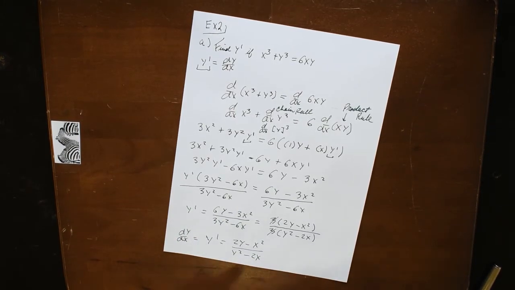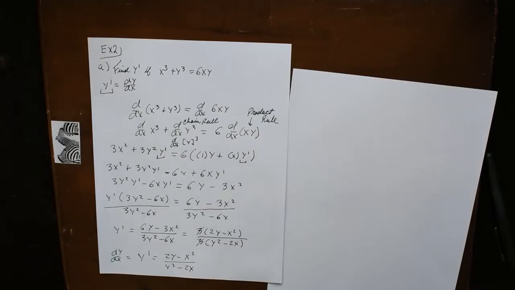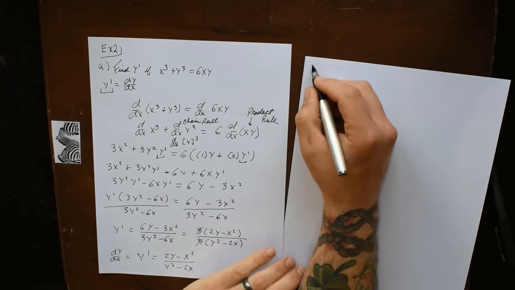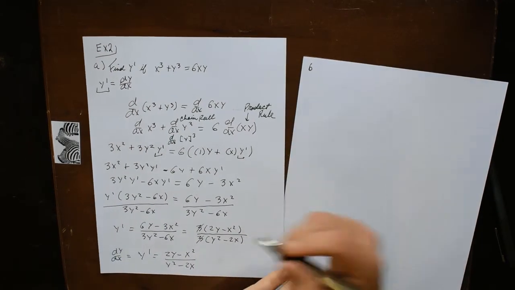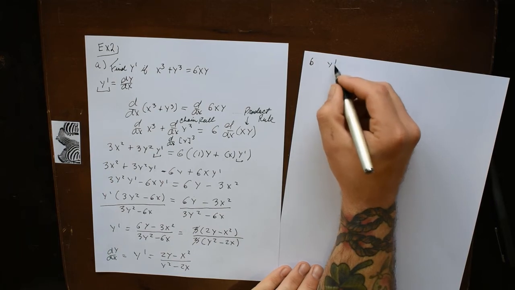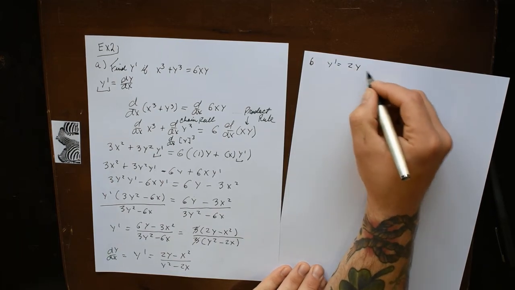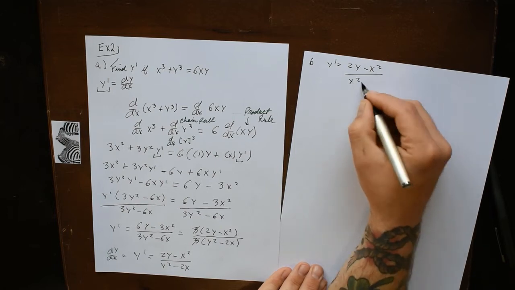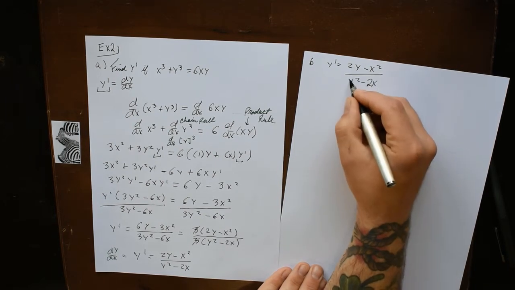Perfect. So let's go on to parts B and C. Okay, so I forgot to write it at the beginning, but for part B, what we're going to do is use our new derivative, y prime, equal to 2y minus x squared all over y squared minus 2x.